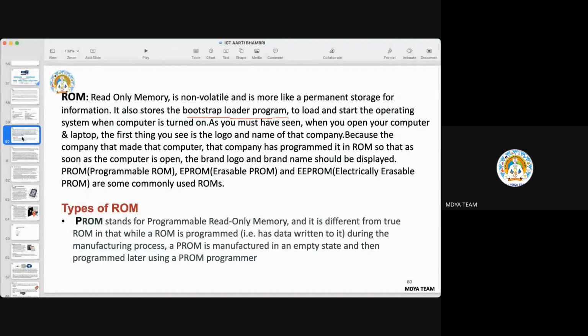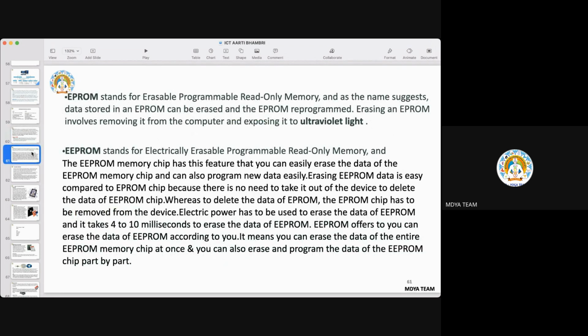So let's see it. Programmable read-only memory is somewhat different from ROM, because while ROM is programmed, that is, data is written on it during the manufacturing process, PROM is manufactured in an empty state and then programmed later using a PROM programmer as per the requirement of a particular company, organization or particular need. Then the second one is EPROM. EPROM is erasable programmable read-only memory. The name suggests that data stored in EPROM can be erased and reprogrammed.